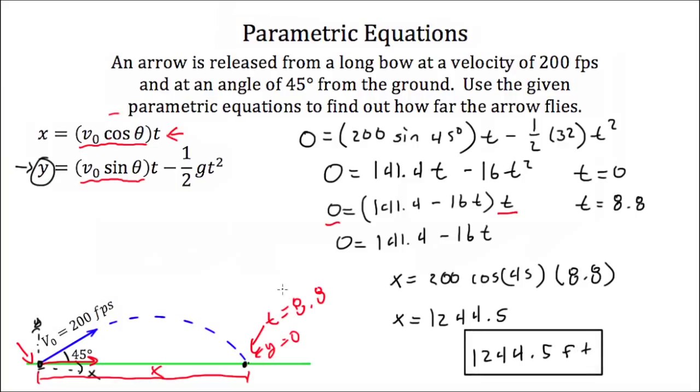So by using parametric equations, we were able to solve for a y distance and then solve for an x distance, all by using these functions with time in them, or t in them. And that actually makes it easier to solve equations like this than using a standard x and y parabolic equation. Now that completes the tutorial on parametric equations.